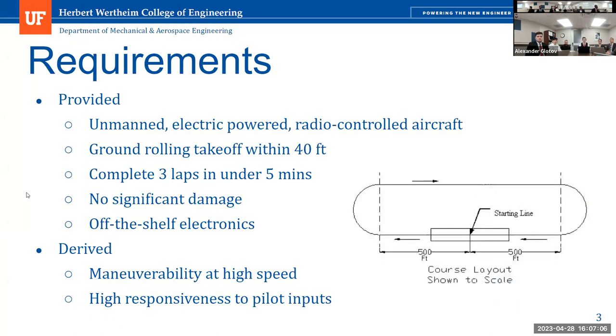With the initial estimates, we have requirements that are set by the instructor themselves. In this case, we need to make an unmanned, electrically powered, radio-controlled aircraft. It had to be able to take off within 40 feet using ground roll rather than vertical takeoff. We had to complete 3 laps, as shown in the image up in the slides, in under 5 minutes. Specifically, we need to have no significant damage during takeoff, flight, or landing. And finally, we had to make sure all the electronics were off the shelf due to safety and not being able to manufacture some of it in-house.